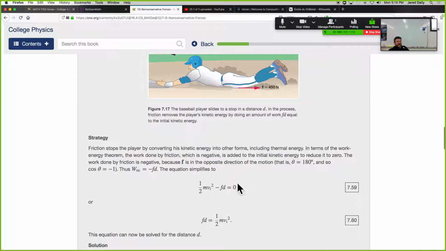Right? This is their kinetic energy when they're done. When you're done sliding, you're stopped, right? So you have no kinetic energy. This is your kinetic energy when you start sliding. We'll have m and v initial squared. And this is the work done by friction, minus the force times the distance. The force of friction times the distance is the work done by friction, and it's always negative.